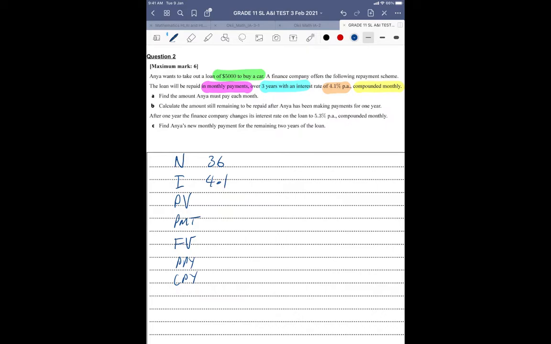The present value, this is money that came into you from the bank. So the present value is 5,000. The payment is the big mystery. The final value needs to be zero, right? At the end of 3 years, you want to have nothing outstanding. The PPY and the CPY usually are the same. In this way, we can see clearly it's compounded monthly.